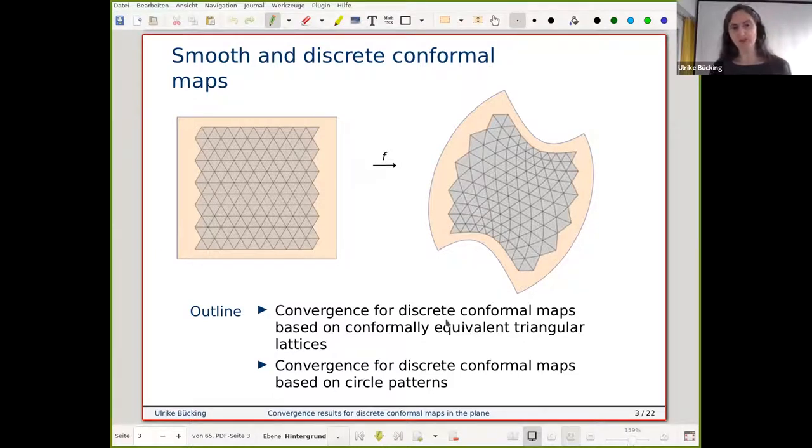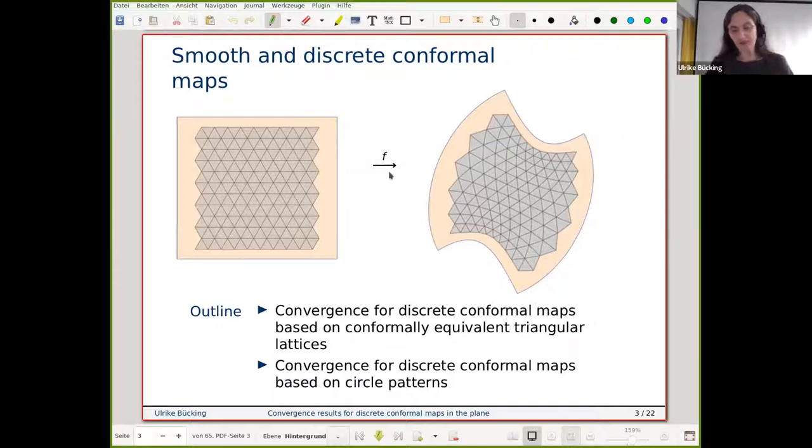So I start with the newer ones, which are based on conformally equivalent triangular lattices, which we already encountered several times during this conference. And then for the second part of my talk, I will switch to the older ones, to circle patterns, which we saw in the talk of Alexander Bubenko on Friday. My aim is always to present some approximation and convergence results for these maps.